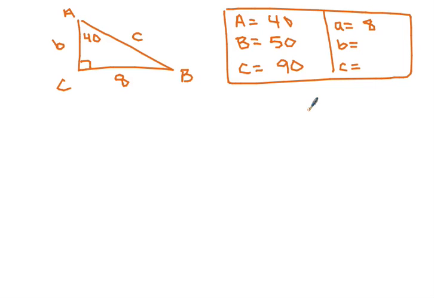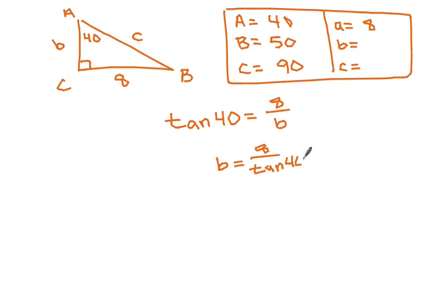So I have an angle. I have a side length that's opposite of it. I want to find the adjacent. So O and A gives us TOA. Good. Tangent. So we're going to go tangent of 40 will equal our opposite over adjacent. Multiply by B, divide by tan. So your B value is going to be 8 over tan 40. Okay. Get the decimal approximation for whatever that is. Go ahead, plug that in for B.